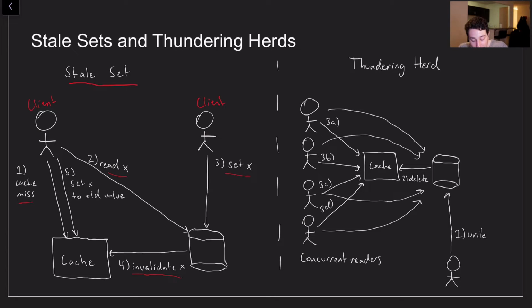This is a race condition, right? So finally, in step 5, the client who's doing the read actually sets the old value of the key X into the cache, and now all of a sudden we're reading stale data, right? So that's a race condition. We don't want that happening.